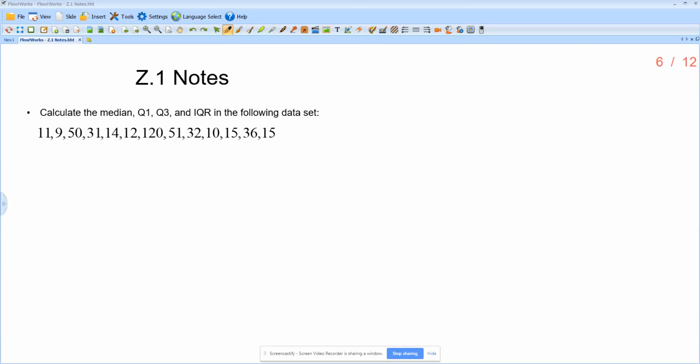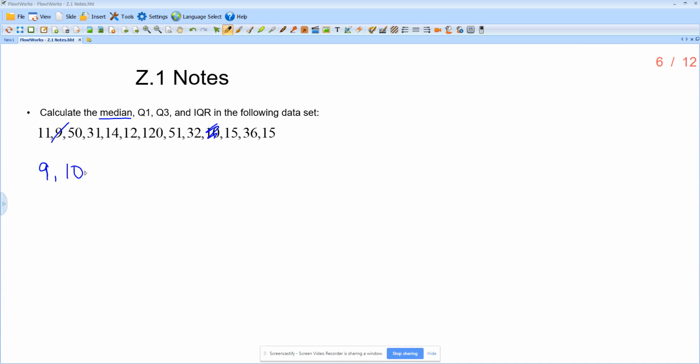Welcome, thanks for joining. We're going to be calculating here the median, Q1, Q3, and IQR in the following data set. So if I'm going to do that, I'm going to have to start by finding the median. And finding the median means I'm going to have to organize this data from least to greatest. So I'm going to look here for the smallest number, and it looks like 9. Again, I always cross off just to help myself to make sure that I include all of the data.